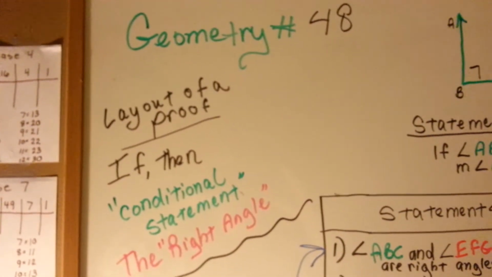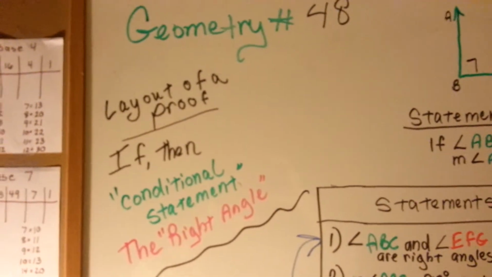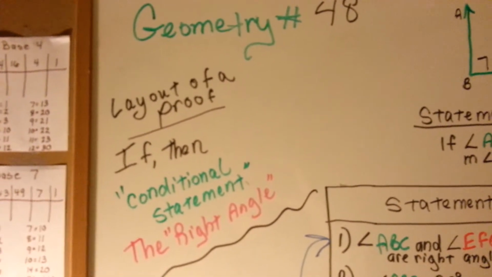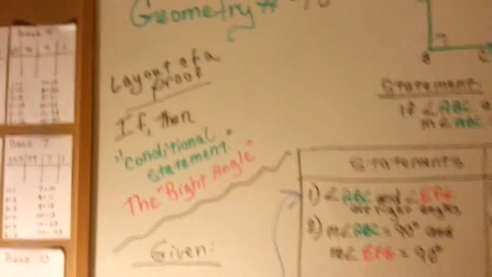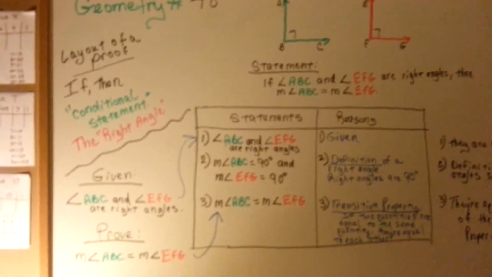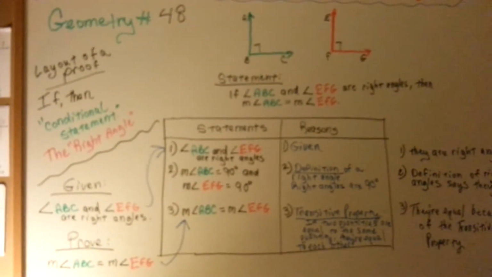This is the layout of a proof and an example of how to do one. This is an if-then conditional statement proof, and it's about the right angle. So let's look at our overall, what we've got here. We've got our drawing above, as we should.